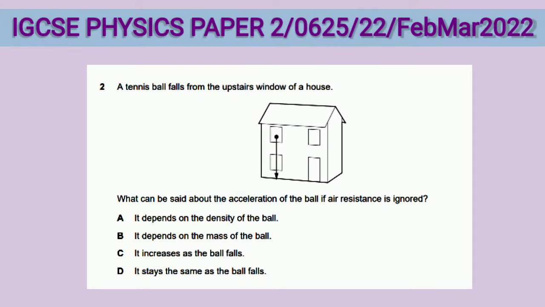Second question. A tennis ball falls from an upstairs window of a house. What can be said about the acceleration of the ball if air resistance is ignored? A. It depends on the density of the ball. No, it doesn't depend on the density of the ball, and it also doesn't depend on the mass of the ball. It increases as the ball falls. No, it will not increase. It will remain constant. So the correct answer is option D. It stays the same as the ball falls.